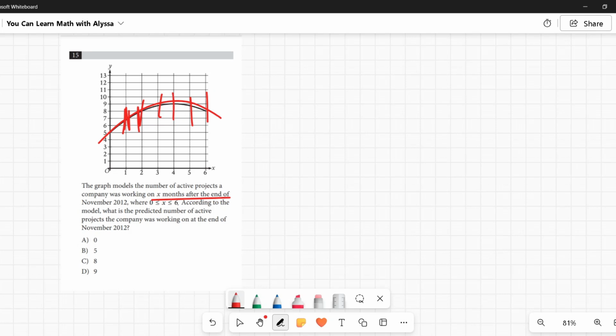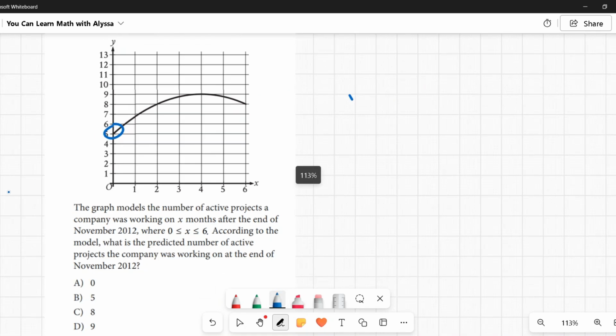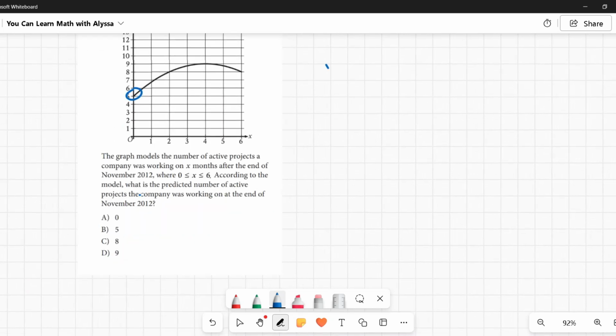They want to know how many it was working on at the end of November 2012. So that is, boom, here we go, right there at the beginning. The very beginning, 0 months after the end of November 2012 would be the end of November 2012. And if we look at the coordinate there at 0, that's showing 5. That's all it is right there. 5. 0 months after the end of November 2012, they were working on 5 projects.